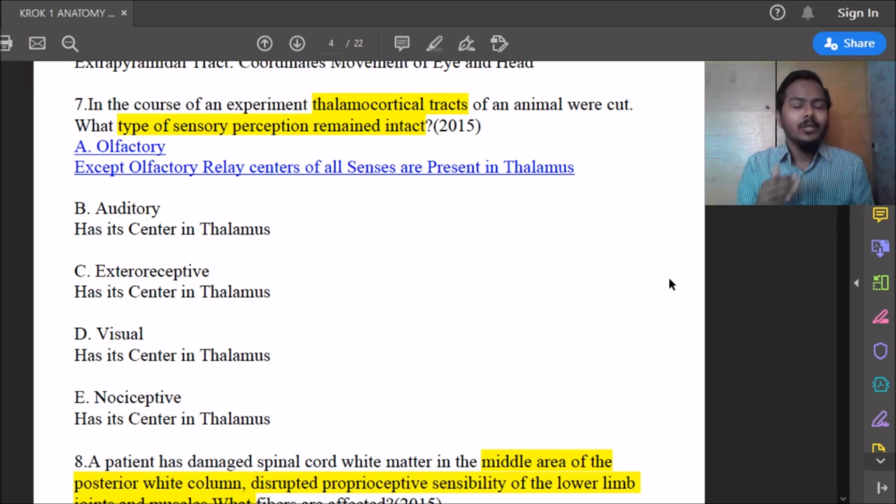So if you cut the thalamocortical tract, the olfactory centers will still work, because the olfactory centers are not present in the thalamus. So the sense of smell will still work.